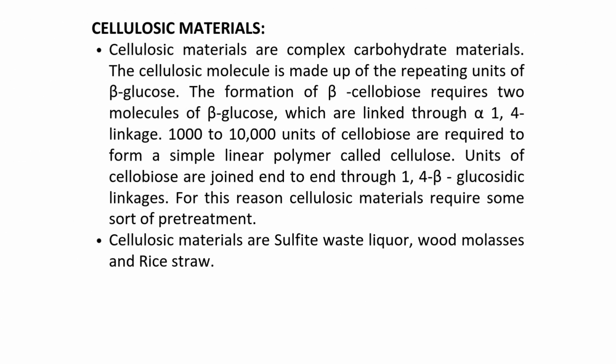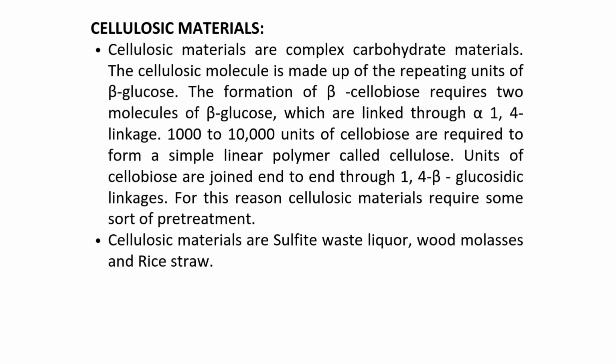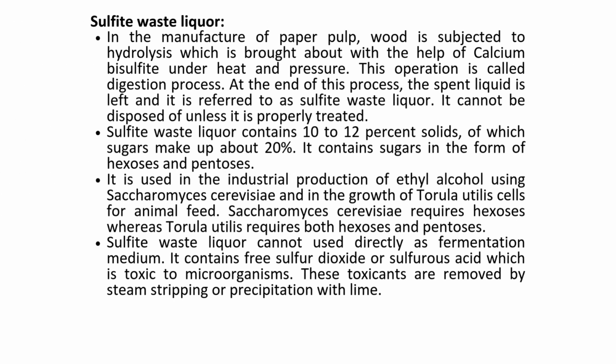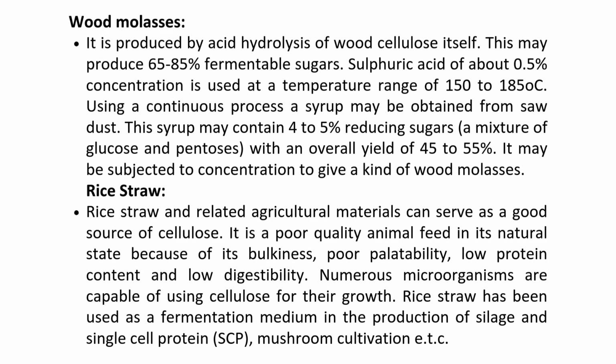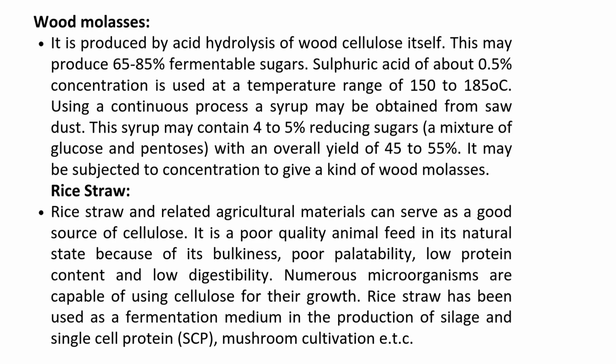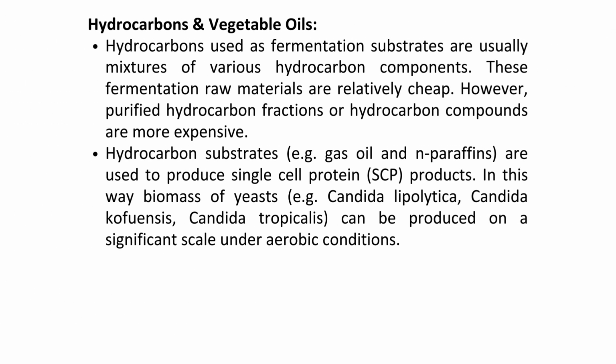Cellulosic materials are complex carbohydrates. Cellulose is a polymer of glucose. These materials like sulfite waste liquor, wood molasses and rice straw require pre-treatment. Sulfite waste liquor from paper pulp production contains hexose and pentose sugars. It's used to produce ethyl alcohol with Saccharomyces cerevisiae or to grow Torula utilis for animal feed, but toxic sulfur dioxide must be removed first. Wood molasses is produced by acid hydrolysis of wood, yielding fermentable sugars. Rice straw is a poor quality animal feed, but can be used in silage production, SCP, and mushroom cultivation. Hydrocarbons and vegetable oils are also substrates.